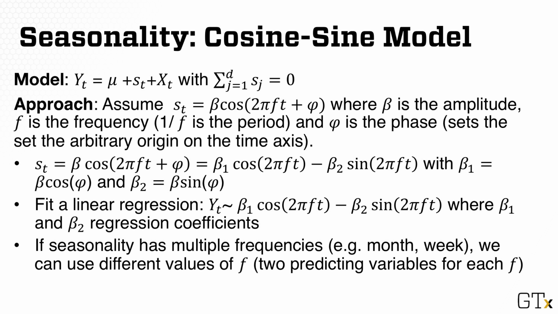Now we have a linear parameterization where beta_1 and beta_2 are the regression coefficients with the predicting variables given by cos and sin of 2 pi f t. Conveniently, if the seasonality has different frequencies, for example, month and week of the year, we can use the same formulation for each of the frequencies, introducing only the regression coefficients for each frequency.